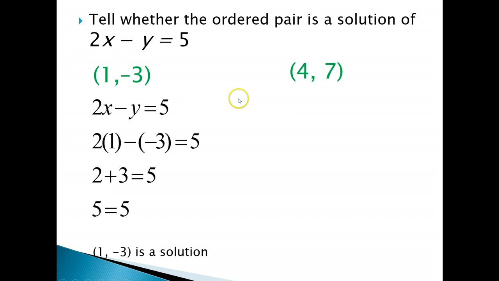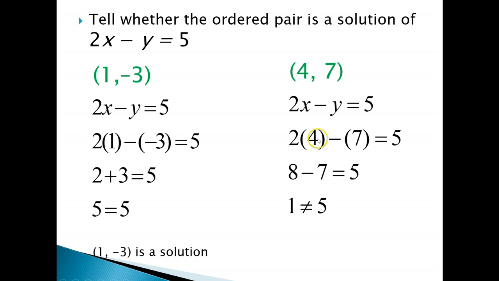Well, let's take a look at one that doesn't work. Right, 4, 7. Plug it in. 2 times 4 is going to be 8. All right, subtract 7. 8 minus 7 is 1. Is 1 equal to 5? No, it doesn't. So this point right here is not a solution, okay?